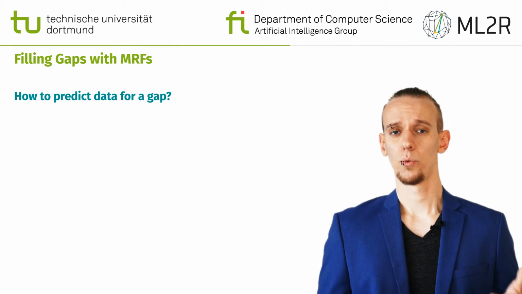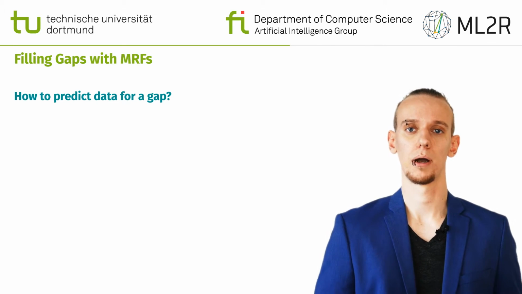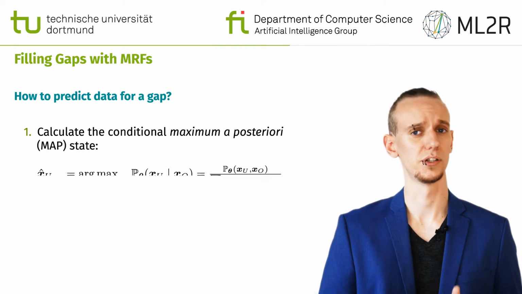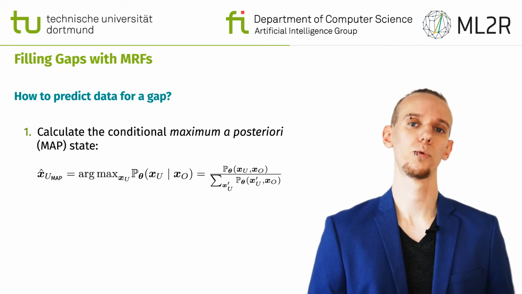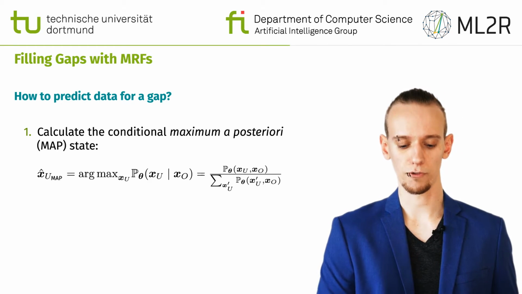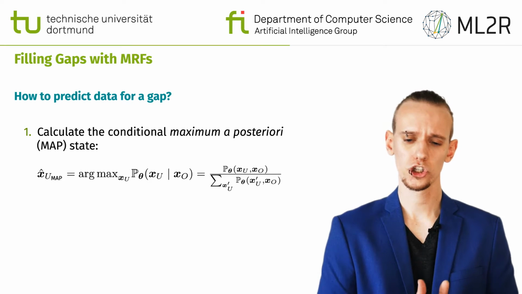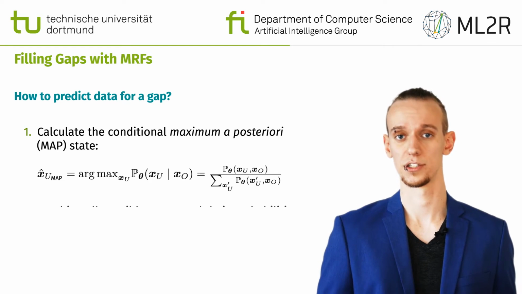Right. So one approach to do that is to use the maximum a posteriori state, so the most probable state given our observations. And the other approach that we came up with is to actually compute the probability of all possible states and merge them all together into a superposition state.